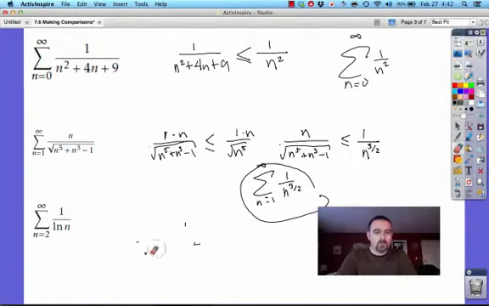Okay, so let's take a look at 1 over ln of n. What happens as n is bigger than 2? Now we let n be 2 or greater because ln of 1 is 0 and that would cause a problem.